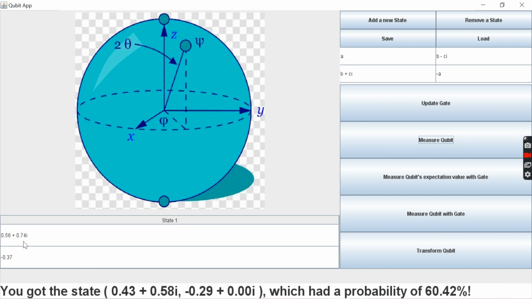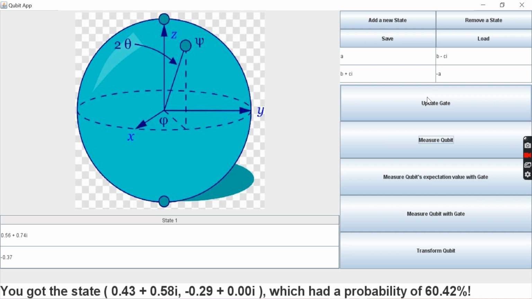So that was my state, but hang on, these numbers are a little bit different. What's up with that? Well, in quantum mechanics, everything needs to be normalized. That means that probabilities have to add up to 1. You can't have a 200% chance of getting a certain state. So my program is just normalizing my states on the fly.